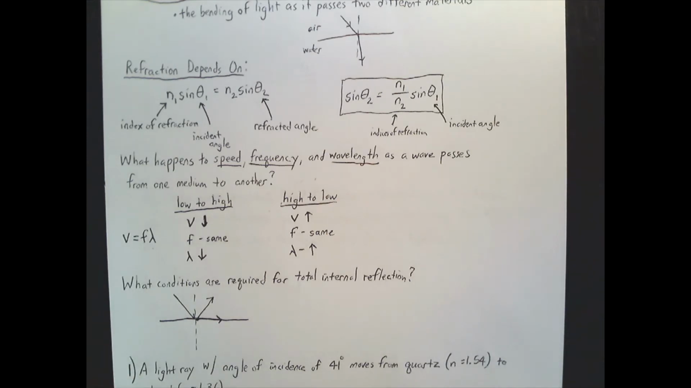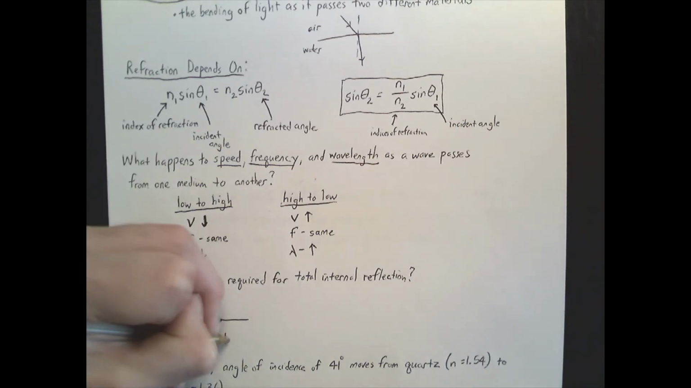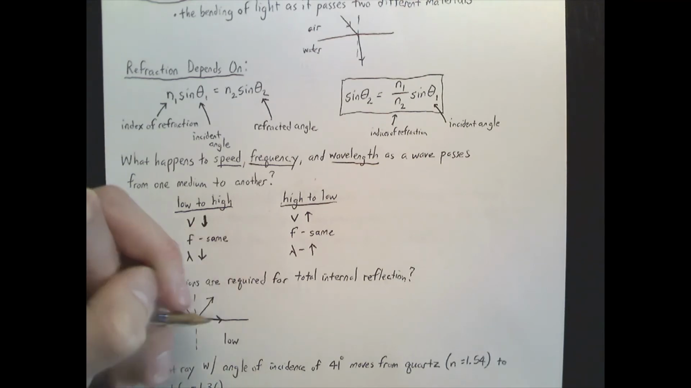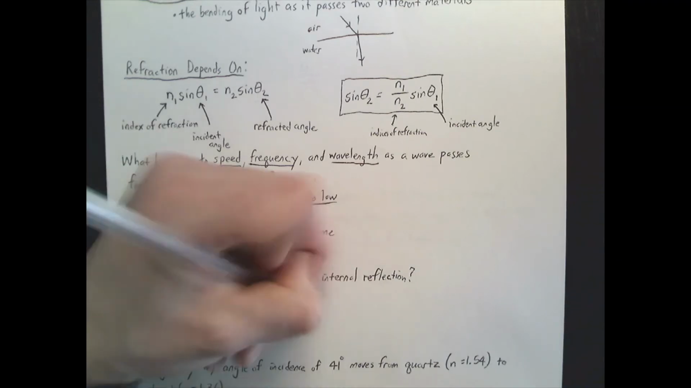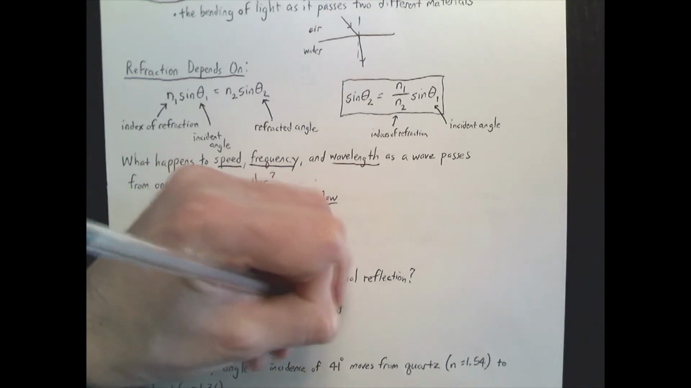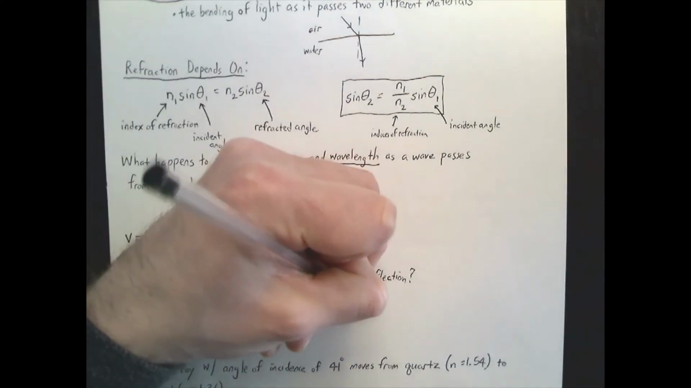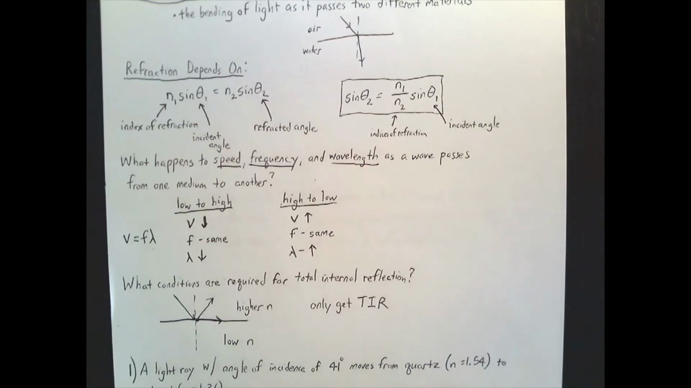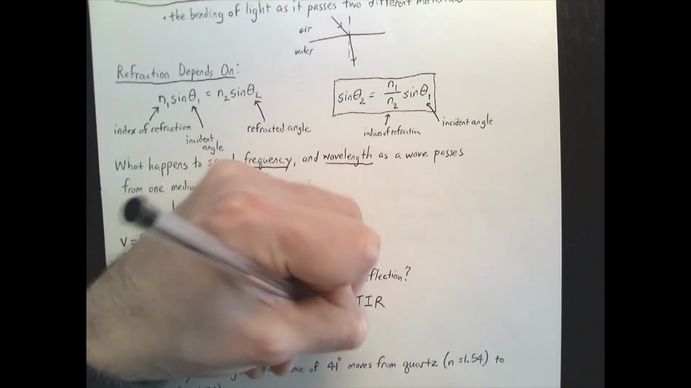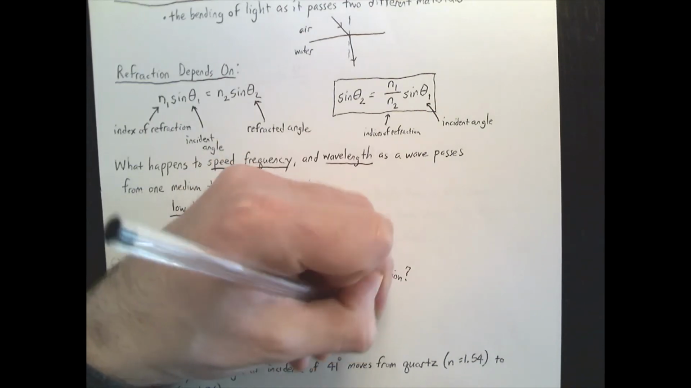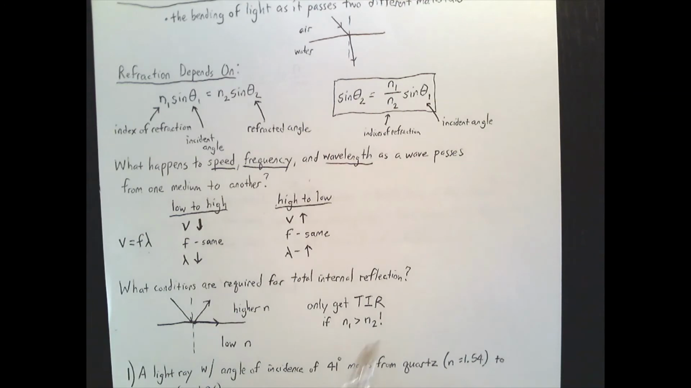Light will only bend away from the normal if it enters a lower index of refraction. So for this to happen, we have to have low N and a higher N. So we only get total internal reflection, or as I'm going to call it TIR from now on, if N1 is greater than N2. If it's the other way around, you're not going to get this to happen.